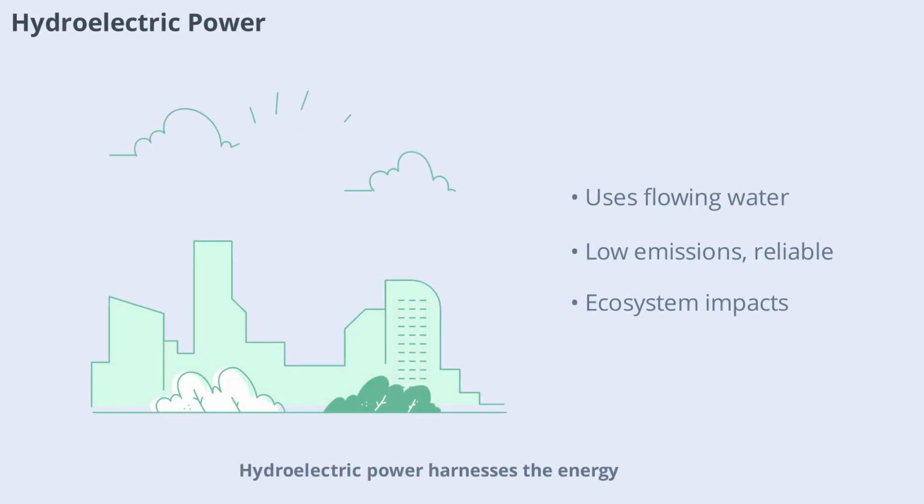Hydroelectric power harnesses the energy of flowing water to generate electricity. It's one of the oldest and most widely used renewable energy sources. Hydropower plants can provide large amounts of electricity with low emissions, but they can also disrupt local ecosystems and communities. Balancing the benefits and drawbacks of hydroelectric power is an ongoing challenge for energy planners.